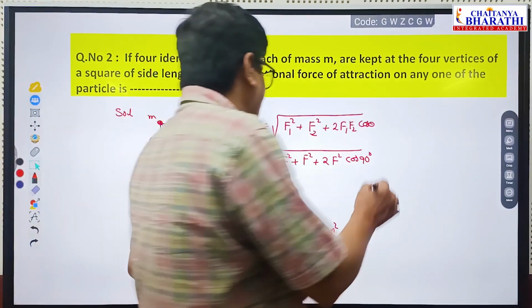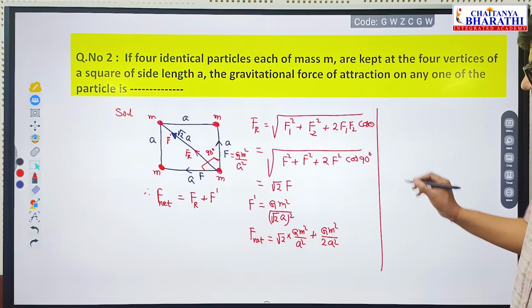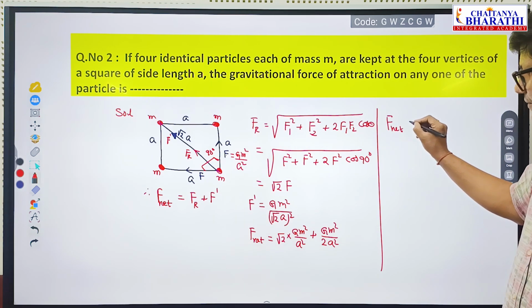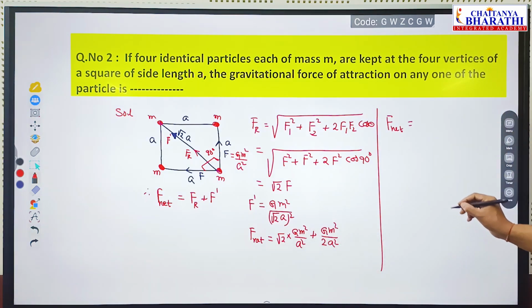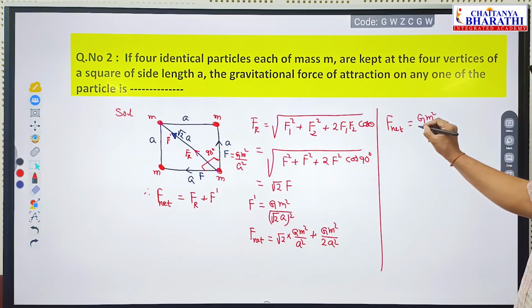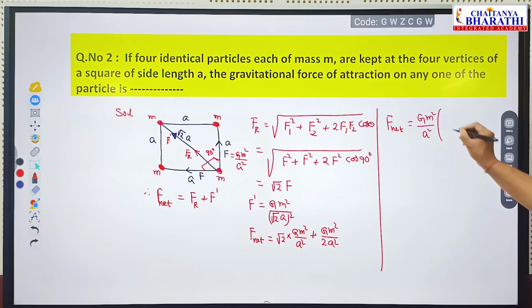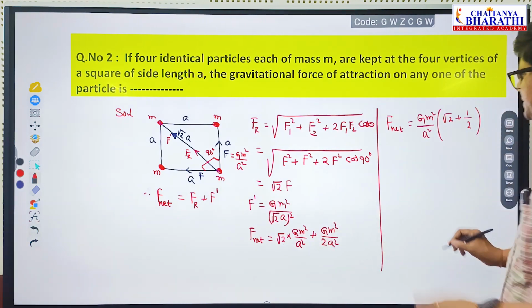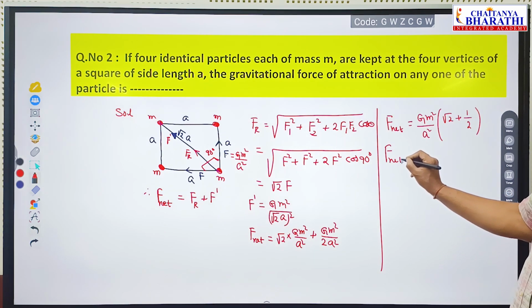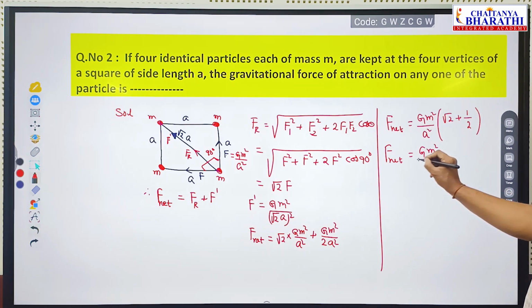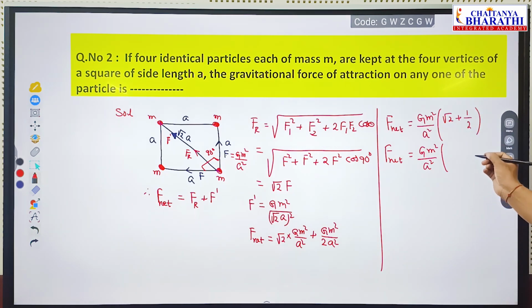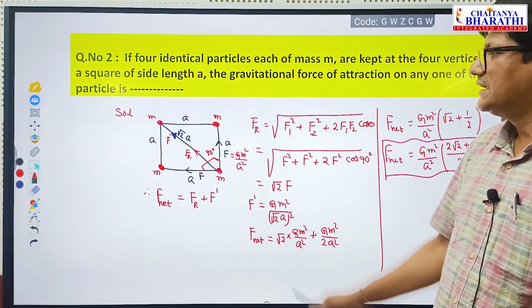इसको further simplification, if you see here, F net is equals to G m square by a square common ले लो. G m square by a square is common, then root 2 plus 1 by 2 आ जाएगा. Root 2 इधर remaining, इधर 1 by 2. Then F net equals G m square by a square, if you take LCM, ऐसे भी रख सकते हैं ना, 2 root 2 plus 1 by 2. So this is the force on any one of the corners in a square.